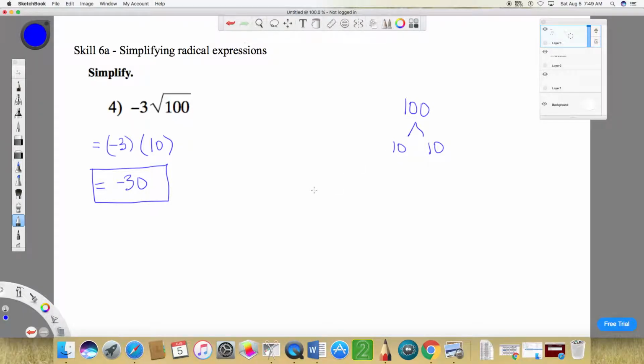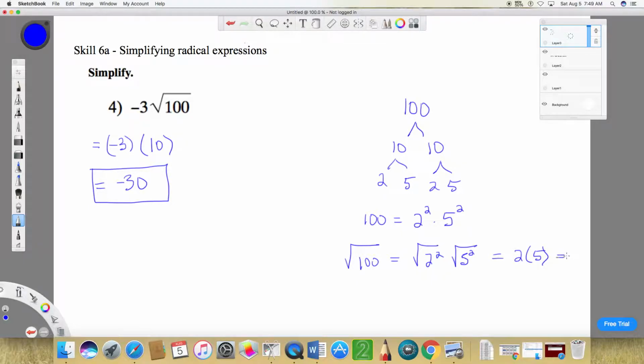But if you do continue to break it down, you're going to get the same answer, because you see that 100 has a pair of 2's and it has a pair of 5's. So when you take the square root of 100, you're taking the square root of 4 and the square root of 25, which we know to just be 2 times 5, which is 10.